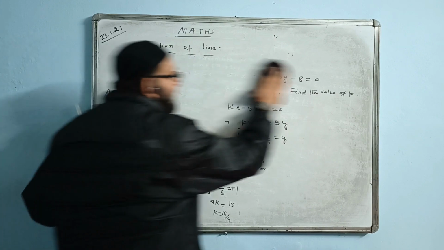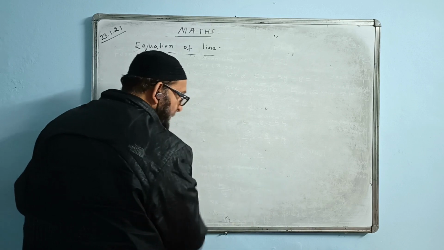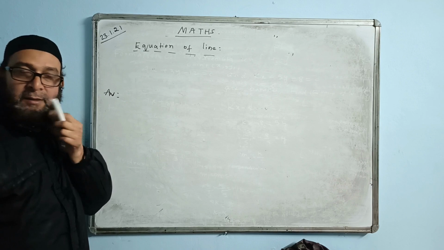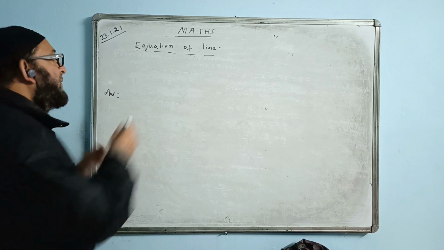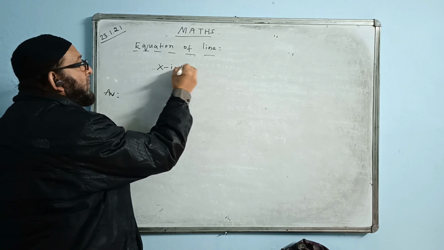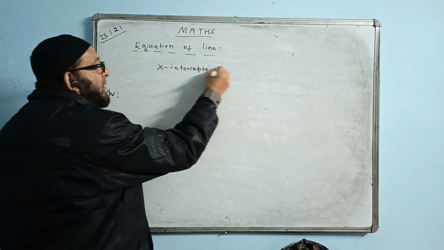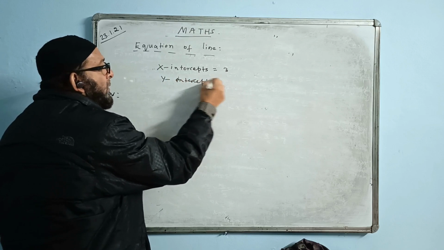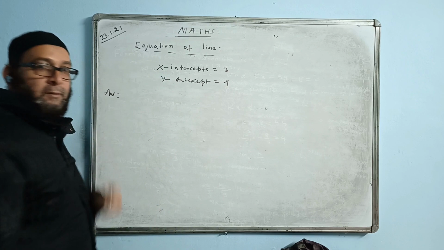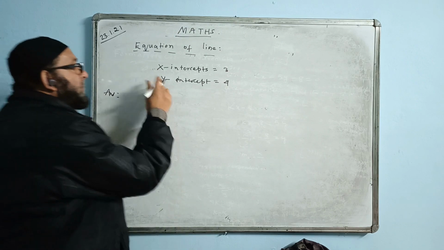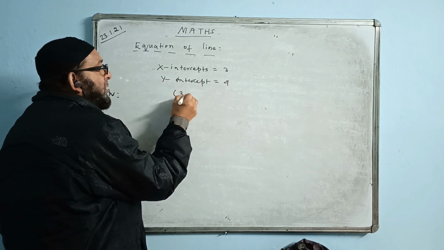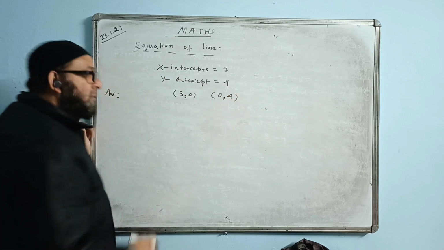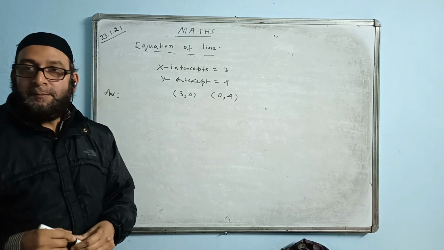Okay, now your question may come in this way. Find the equation of a line whose x-intercept, they have given two intercepts, x-intercept is 3 and y-intercept is 4. Find the equation of the line. What to do? The x-intercept point I let is 3, 0, the y-intercept point I let 0, 4. So we have 2 points, can we find the equation?